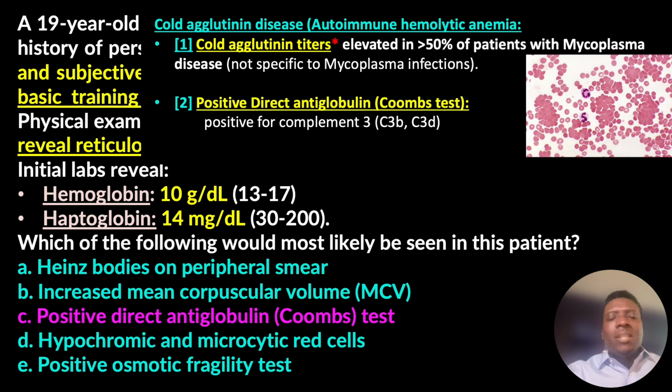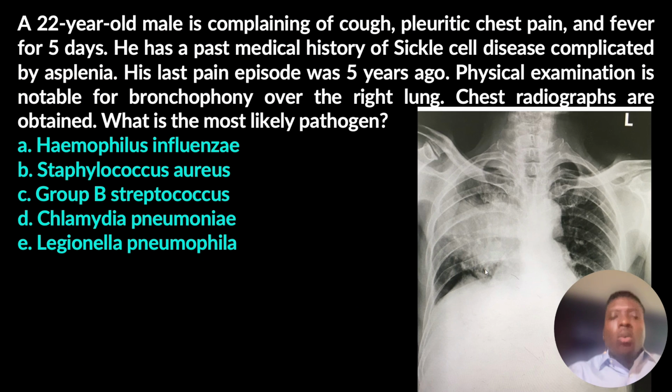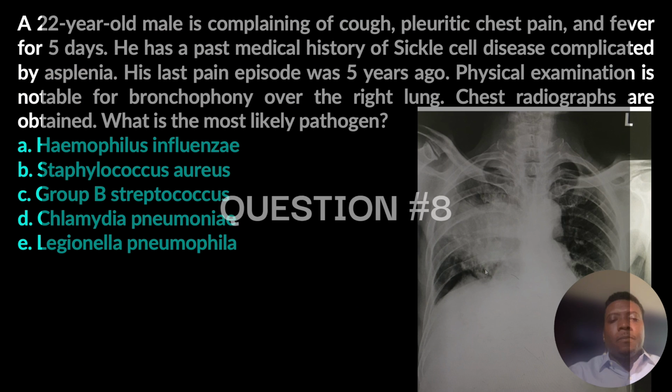Heinz bodies are more commonly seen in patients that have G6PD deficiency. An increased MCV could be seen in someone that has either B12 or folate deficiency. Hypochromic microcytic cells will be seen in someone with iron deficiency anemia or thalassemias. And a positive osmotic fragility test is not specific. You can see that with things such as G6PD deficiency or spherocytosis.